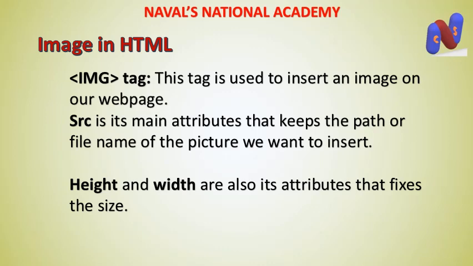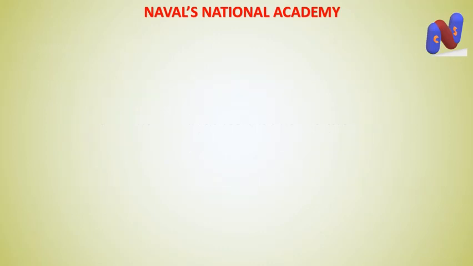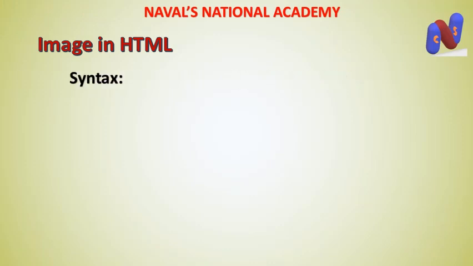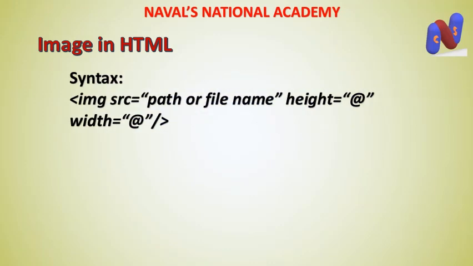And don't worry, it's not about the MB, it's about its particular shape. Now the syntax will be img src equals the path or file name, meaning the path of the particular file where you have saved the picture. Height, you can give in point or pixel. Width, you can provide in point or pixel.